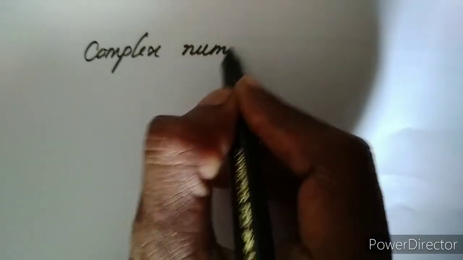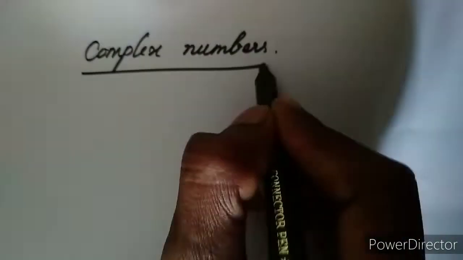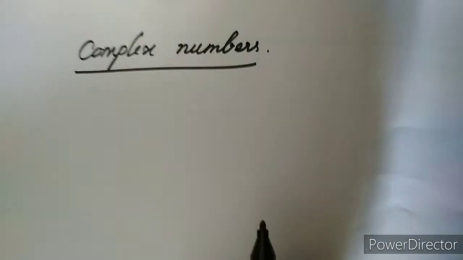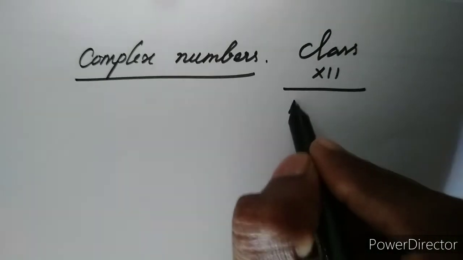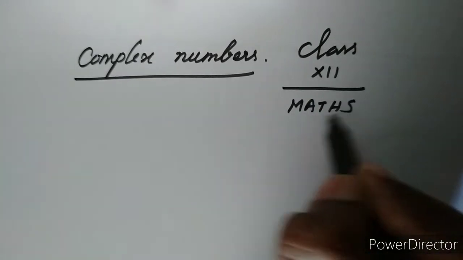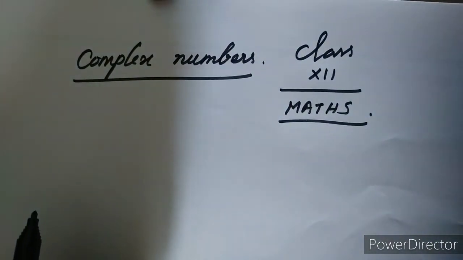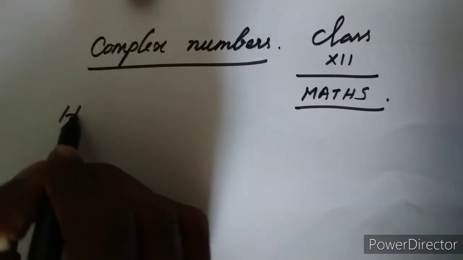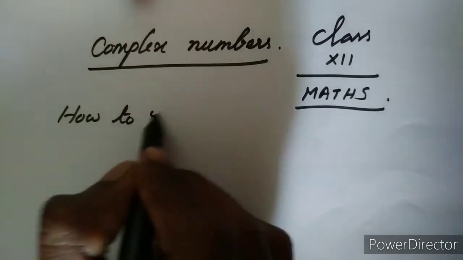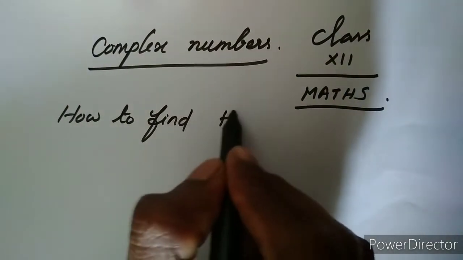In this class, we will learn about the complex number system. Complex number system is one of the chapters in class 12. Complex number system is actually a combination of real and imaginary parts. That is a complex number. For example, consider one question: how to find the complex number power?